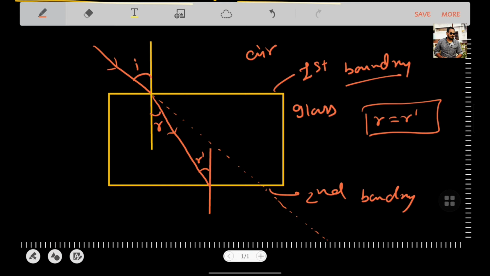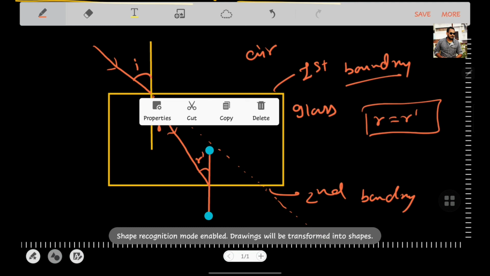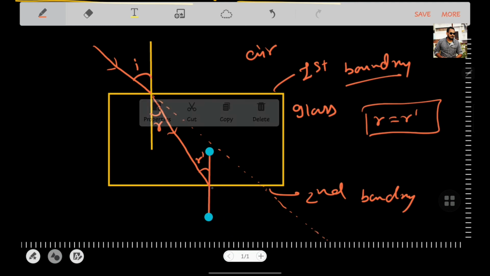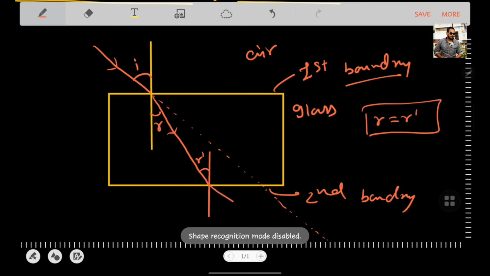Okay, that means the emergent ray, the final ray which is going outwards from the glass slab, the angle between them will be more than the r dash over there. So let me take the emergent ray. It will go away from the normal like that.